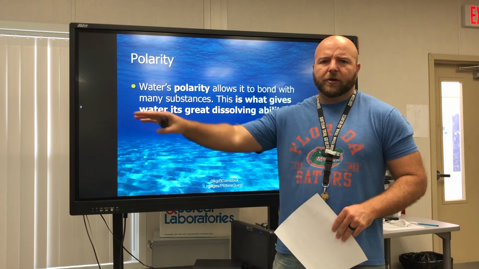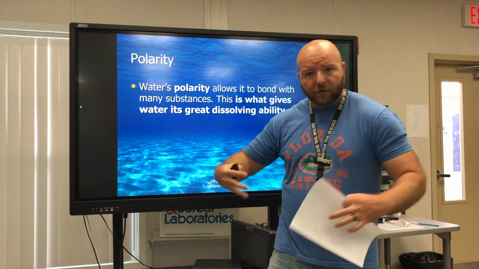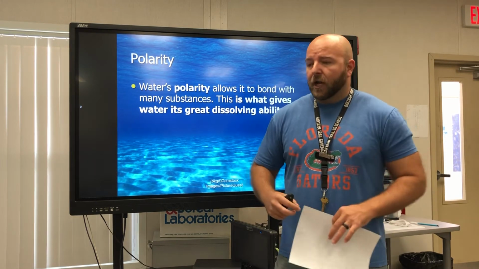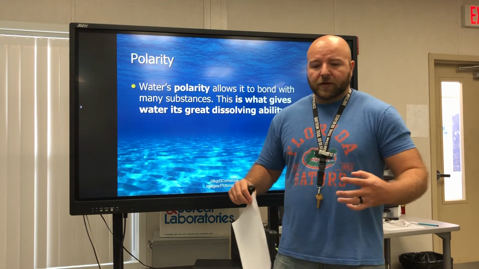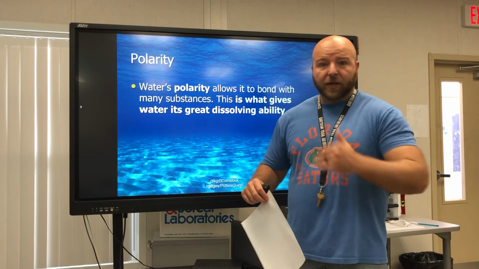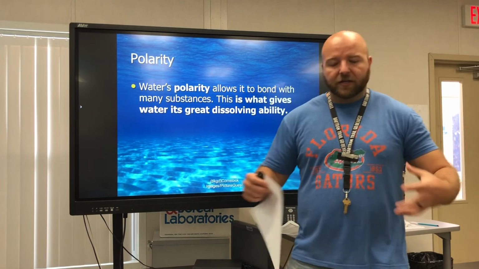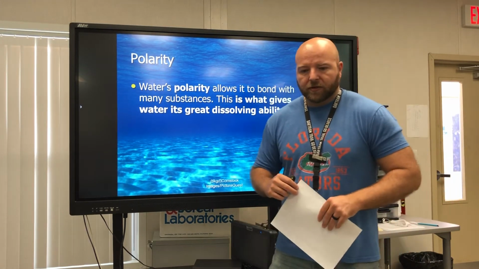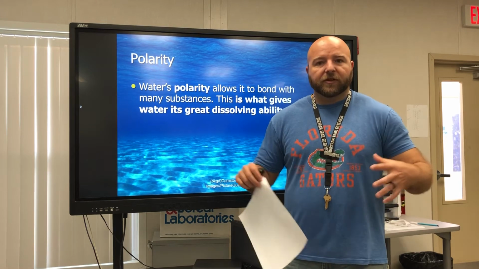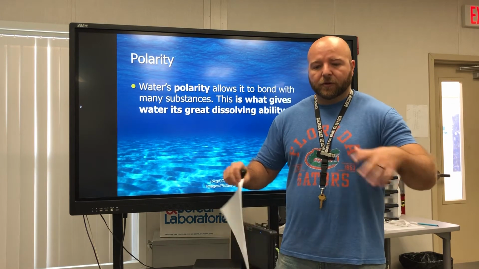We'll talk later about how solutions form, how things dissolve into water, but for now you just need to know that negative and positive charge at either end allows it to grab hold of other things that eventually end up being part of the solution as water mixes with other stuff.